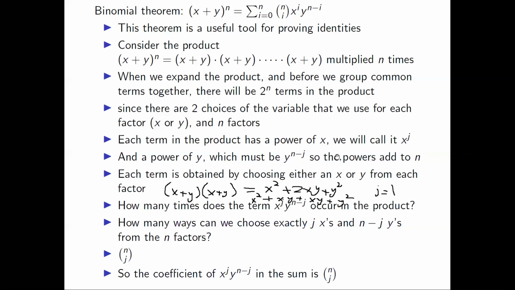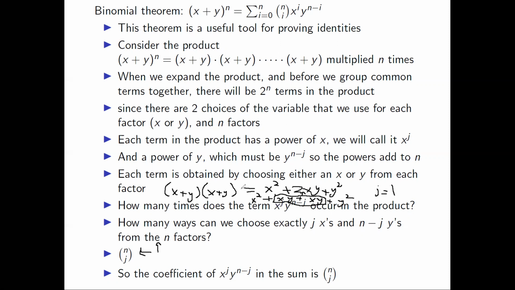And then when we collect the like terms in the product, so for example, in the case that n equals 2, when we take x squared plus xy plus xy plus y squared, and we collect the common terms, we have an xy plus xy. We join them together to make a 2xy. So when we collect the common terms, the coefficient of that xy is 2, and in general, the coefficient of x to the j, y to the n minus j, like we saw in the previous two bullets actually, that coefficient is n choose j.